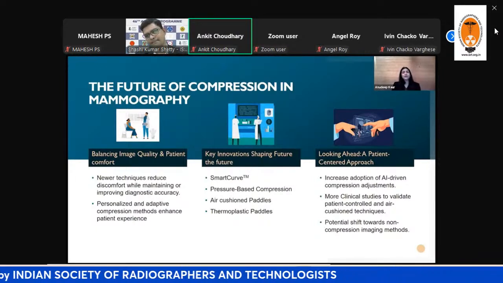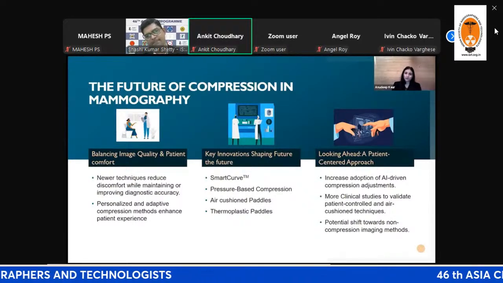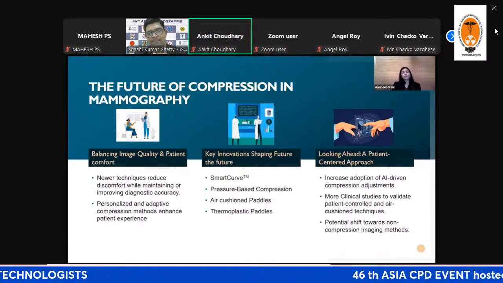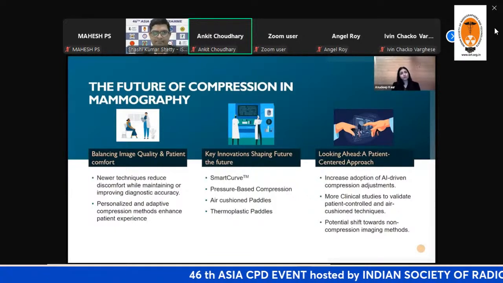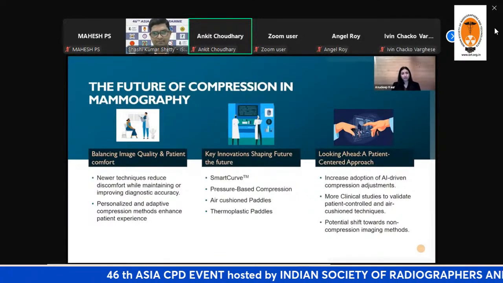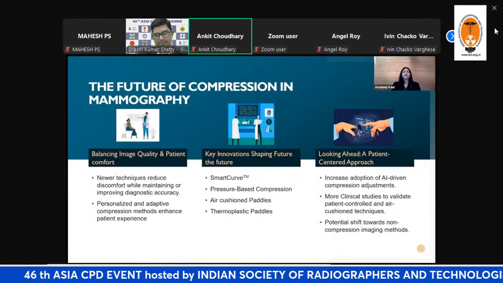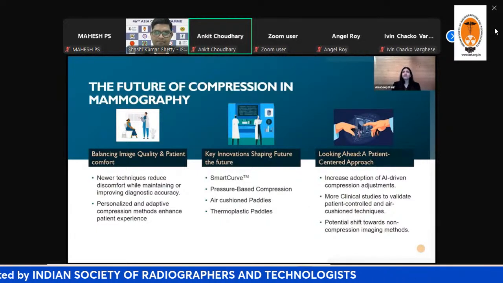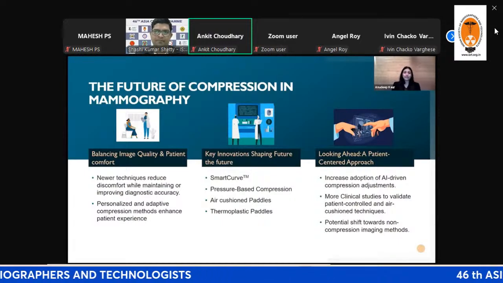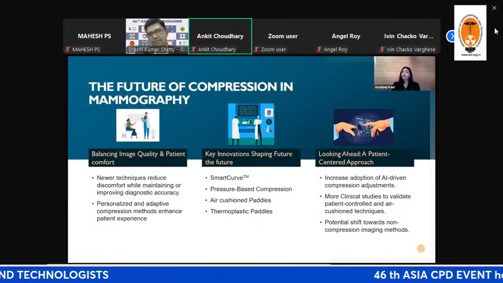Now looking ahead, we want a patient-centered approach. So with the innovations, we hope there are new technologies where AI can be used to drive the compression, and there are more clinical studies we are looking forward to, where we can actually come up with some potent, very strong ideas on how to give a compression while not compromising the image quality.